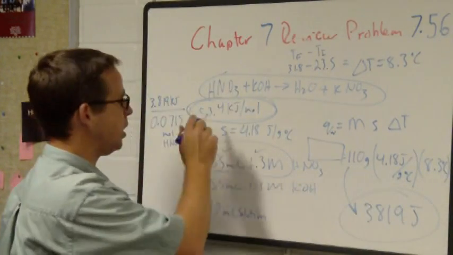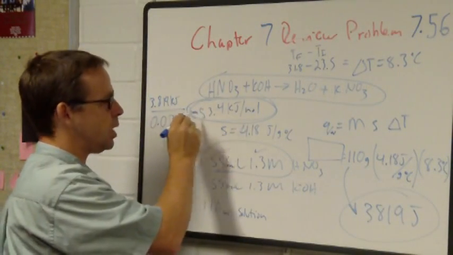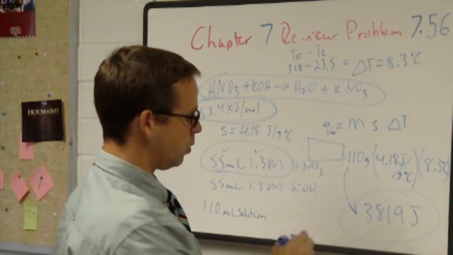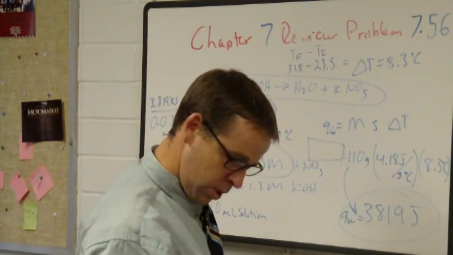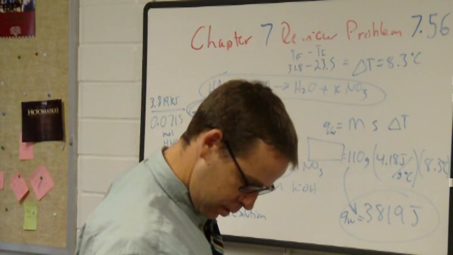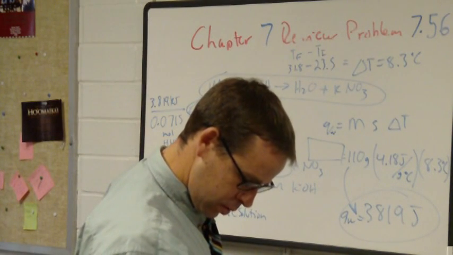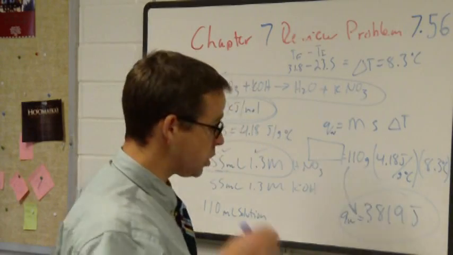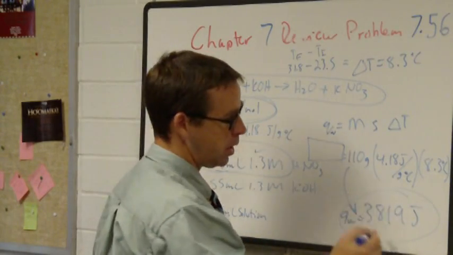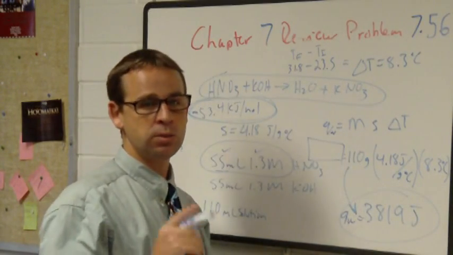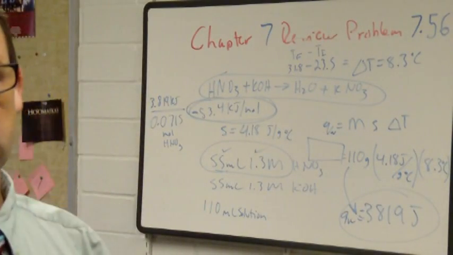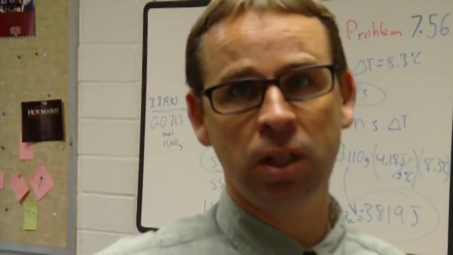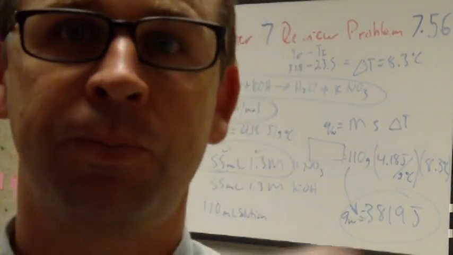So when you're talking about the heat of reaction, this value has to be a negative value. The Q for the water is a positive value. But the question they ask is, calculate the heat of reaction in joules. So 3,819 isn't the heat of the reaction. It should be a negative 3,819 for the heat of the reaction, because the heat of the reaction is negative.